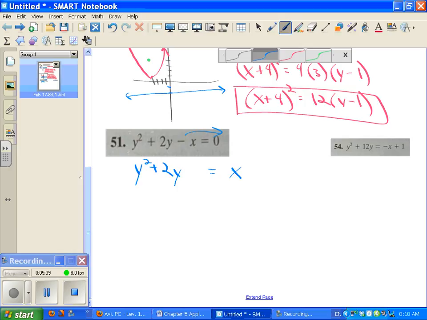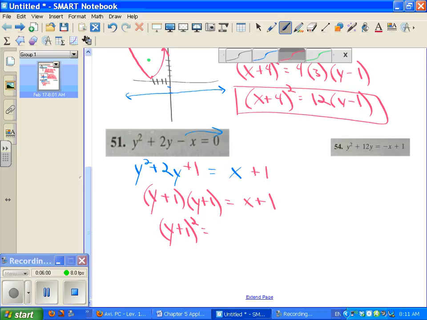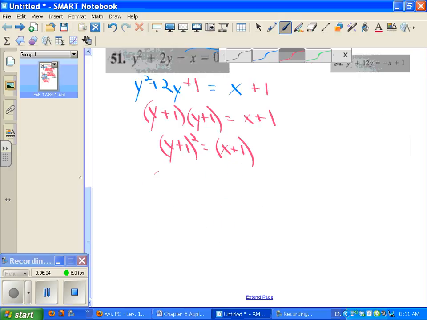Right? And then I want to complete the square. What am I going to have to put here? Yep. But if I add 1 to that side, I have to add 1 to this side. So now this is y plus 1 squared equals x plus 1. What's a?